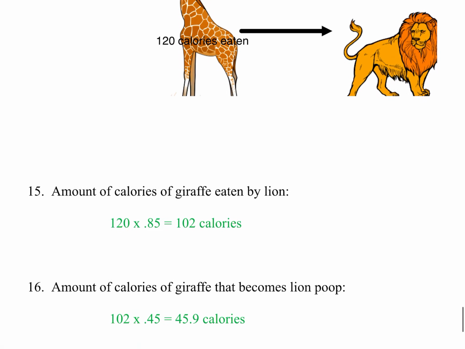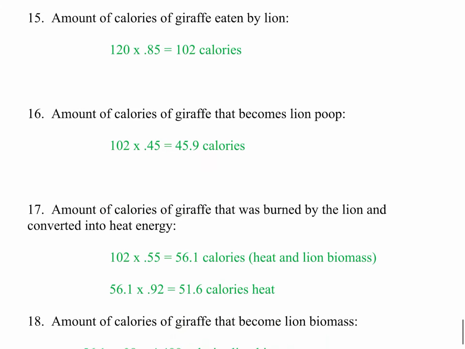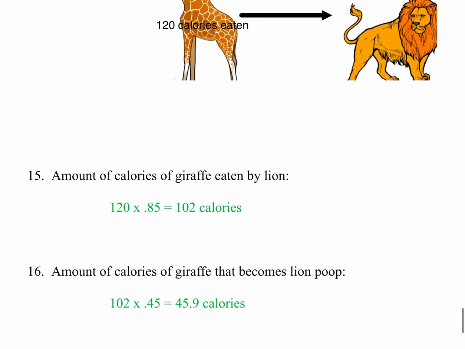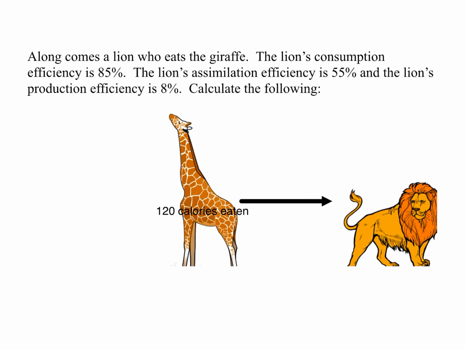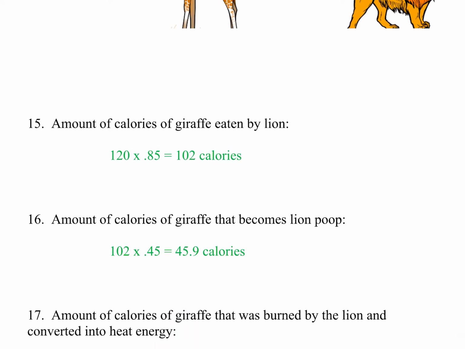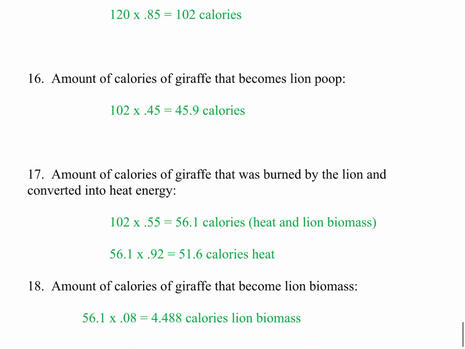Let's do some calculations. Amount of calories of giraffe eaten by a lion. Well, the giraffe had 120 calories total. Lion ate 85% of it, so the lion ate 102 calories of the 120 calories of giraffe. The amount of calories of giraffe that becomes lion poop, remember, the assimilation efficiency is 55%. That must mean then that of the 102 calories eaten by the lion, 45% is the unassimilated amount. So in other words, 45.9 calories of what was eaten becomes poop.